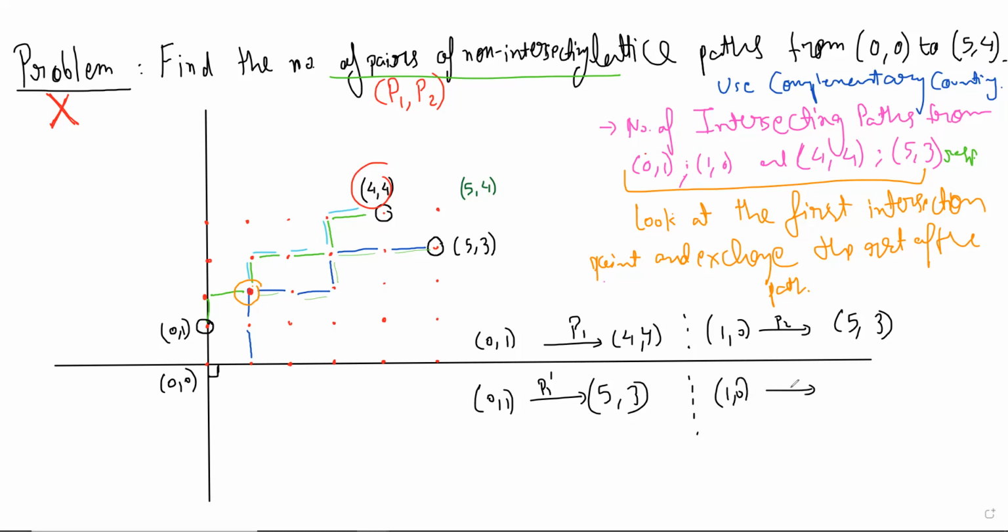Okay, so then it is very clear. It becomes from 1,0, the starting point I'm not changing, to 4,4. And this is a clear bijection. Any pair of intersecting paths like P1 and P2 can be converted to a pair of intersecting paths where just the endpoints are switched. Just the endpoints are switched.